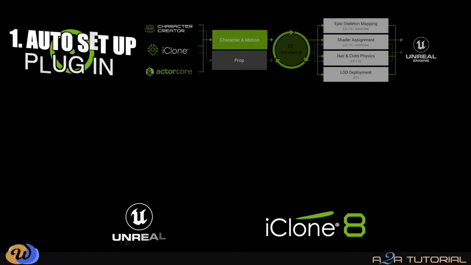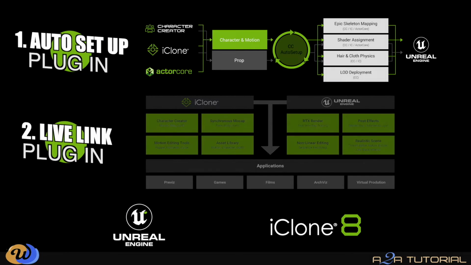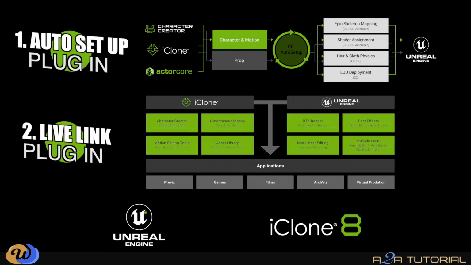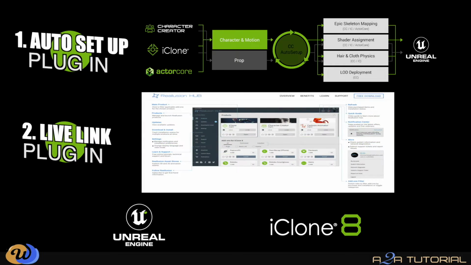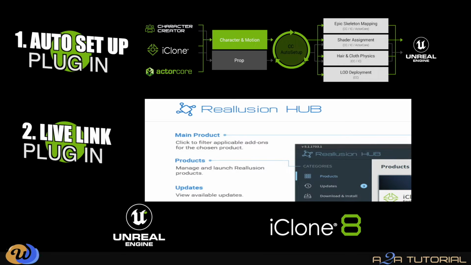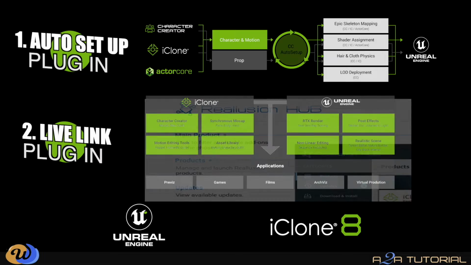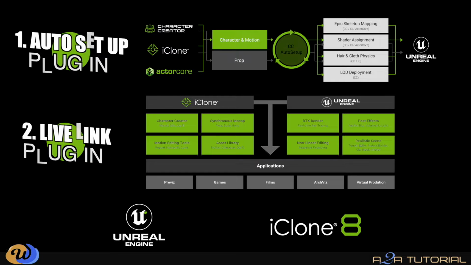Okay, so let's get started with the installation process. Installing the Live Link plugin is slightly different from installing the AutoSetup plugin, which we looked at the last time, mainly because the Live Link plugin can be installed through the Reallusion hub. Now, before we get started, if you're not sure what the difference between Reallusion's AutoSetup and Live Link plugins are, then I would suggest you have a look at my previous tutorial.